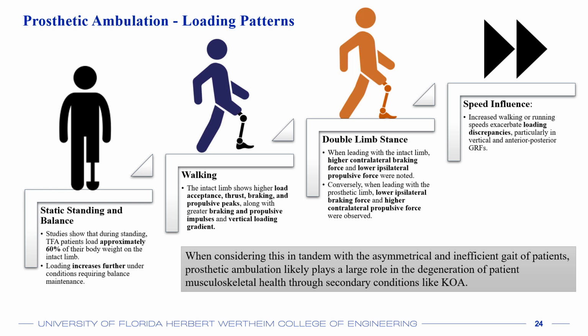Additionally, several studies have considered double limb stance, wherein this persists either when leading with the ipsilateral or contralateral limb. Greater forces were observed for the contralateral, and all of these discrepancies tend to scale with ambulation speed. Therefore, given these loading patterns in conjunction with the asymmetrical and inefficient gait of patients, it is likely that prosthetic ambulation plays a role in the degeneration of patient musculoskeletal health.